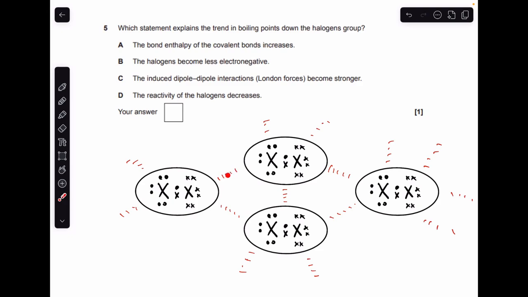Moving on to number 5, so halogens exist as simple diatomic molecules, and they are held together by these weak London forces, weak intermolecular forces. So if you want to boil a halogen, you've got to overcome these intermolecular forces here. So the statement that reflects that is C. The induced dipole-dipole interactions, or London forces, become stronger as you go down the halogens group, because the more electrons in the molecule, the stronger the London forces get.